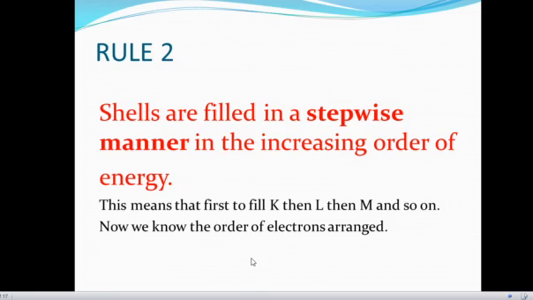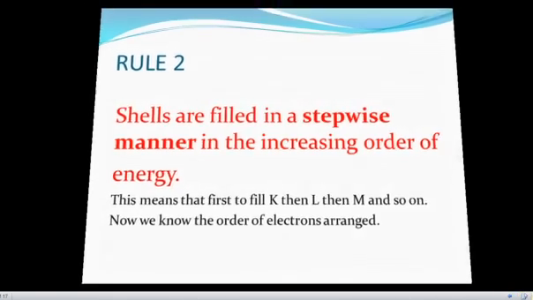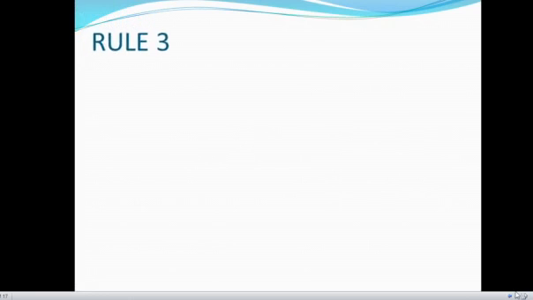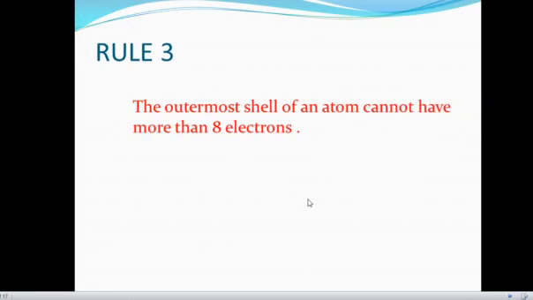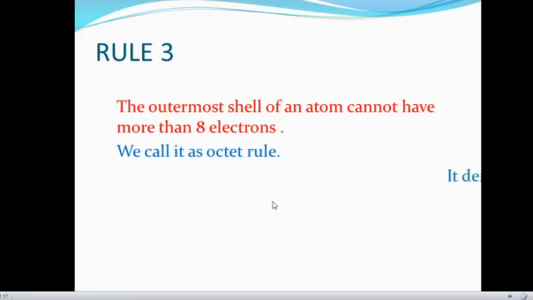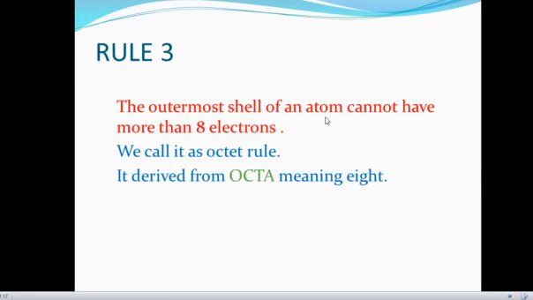So now we know the order of arrangement of electrons. From the above two rules we know how many electrons can be filled in each orbit and where to start filling an electron. So now comes the third rule. What is the third rule? The maximum number of electrons in the outermost cell of an atom must be 8. The outermost cell of an atom cannot have more than 8 electrons. This is the third rule given by the Bohr-Bury scheme.